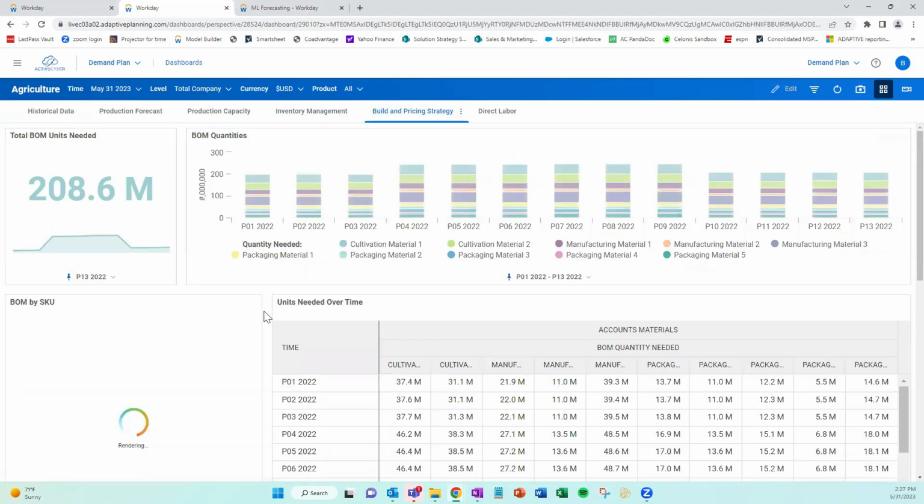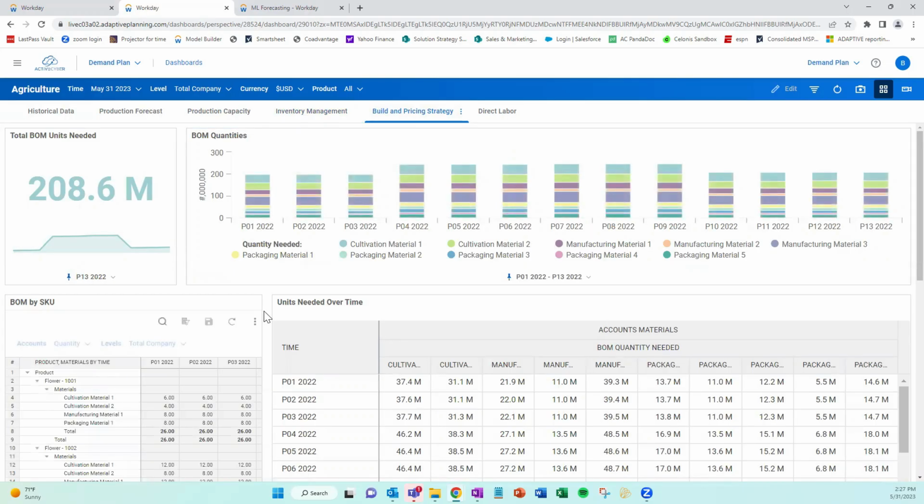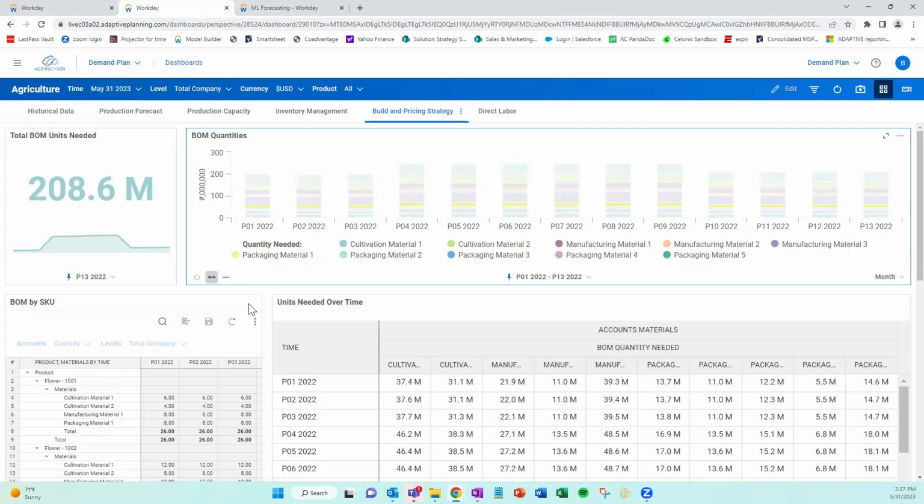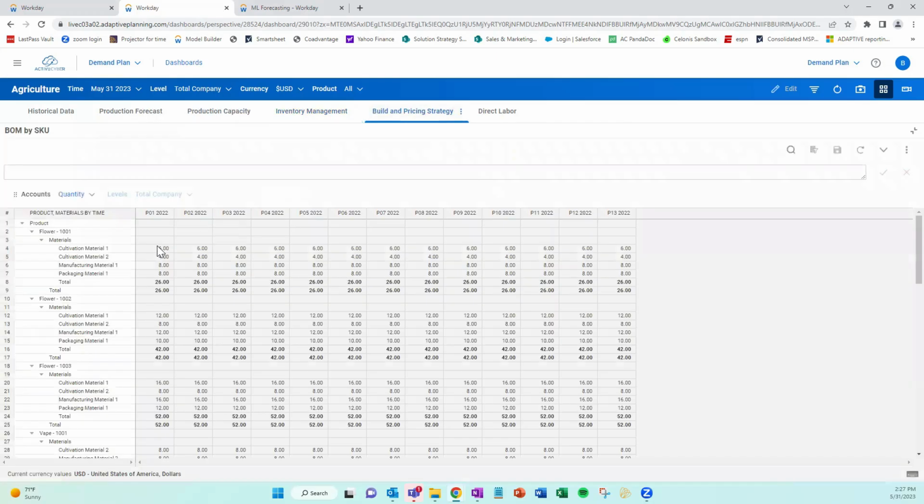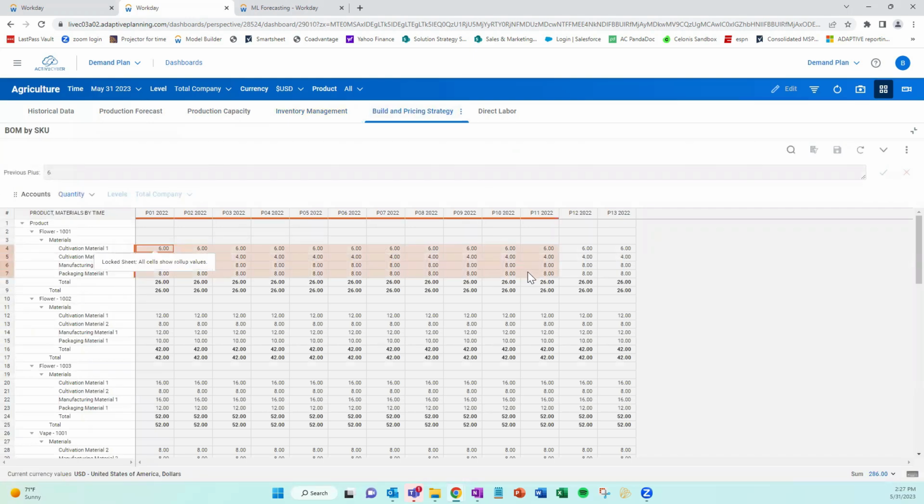Next, we have our build and pricing strategy tab. When it comes to inventory and demand planning, bill of materials is something that we very commonly work with a lot of our customers. We have the need to be able to plan SKU by SKU, and what are all the materials that are going to be associated with that specific SKU.